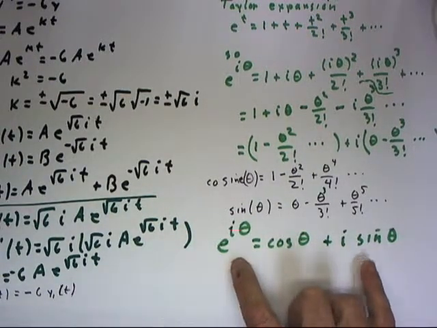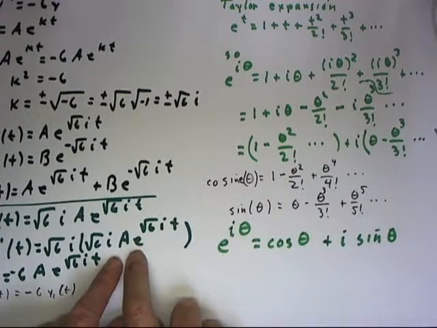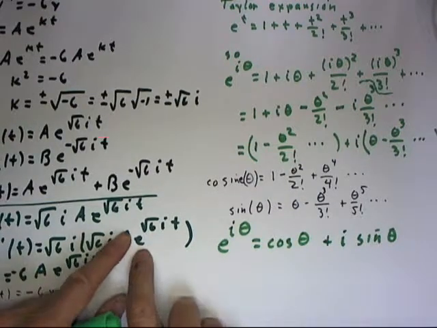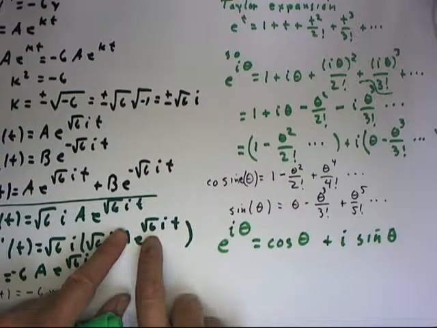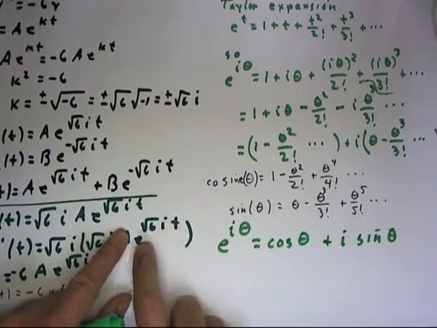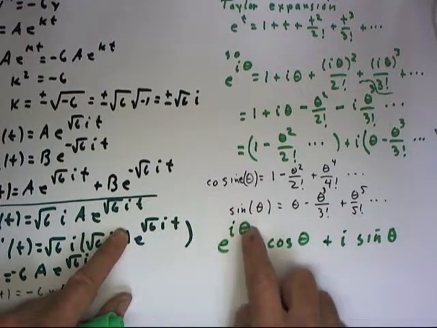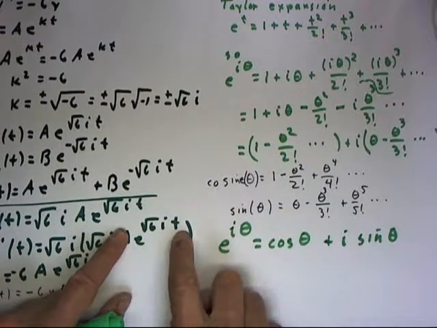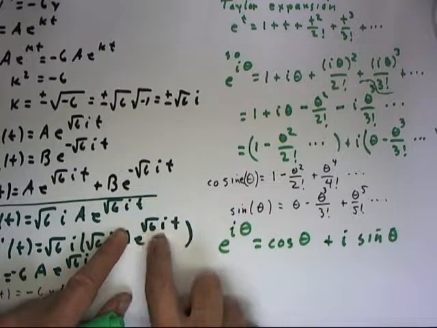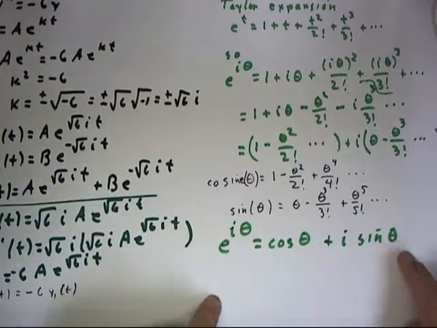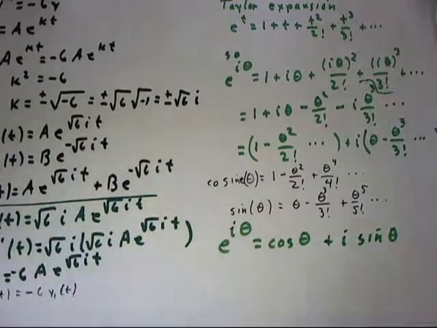And this identity is going to help us make sense of expressions like e to the square root of 6 i t. e to the square root of 6 i t is e to the i theta if theta happens to equal the square root of 6t. So we could write this term out using this identity, and we'll go on with that in a minute.